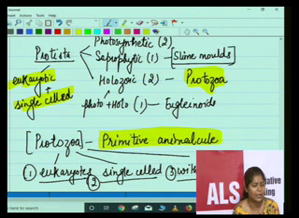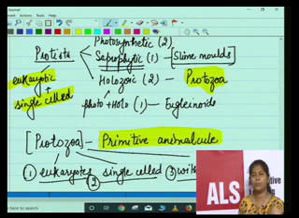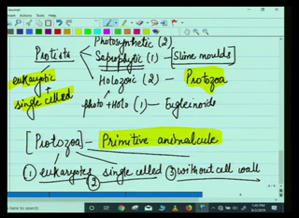Now, my question was, why have we put slime molds over here? Look over here, everybody. Why have we put slime molds under kingdom Protista? Why don't we put it under classification of fungi itself? It also happens to be a fungi. So why not put it under fungi kingdom itself?